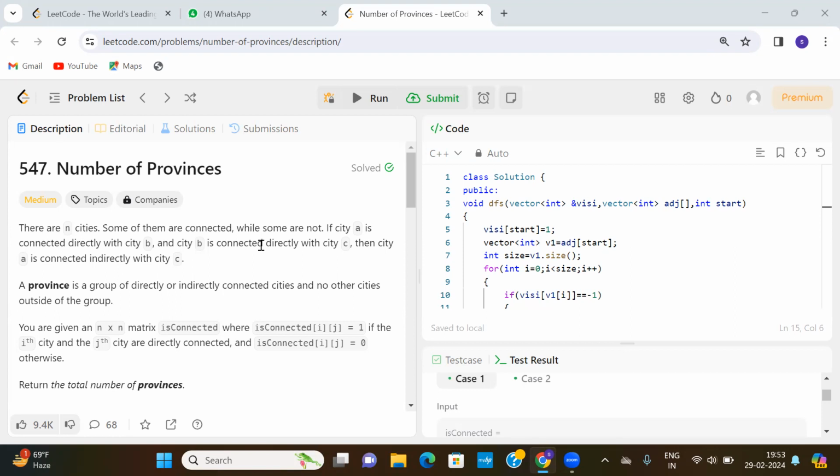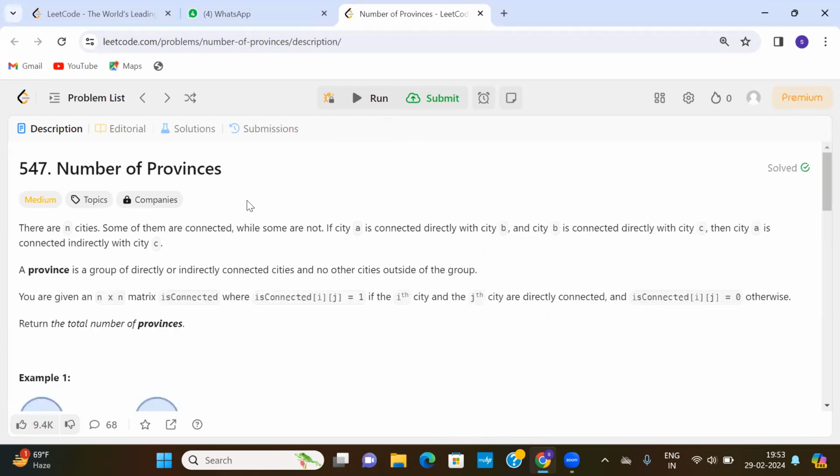In this particular phase of the series, we are tackling the questions which are based on graphs. So let us see our today's question. Our today's question says number of provinces. So let us read the question.